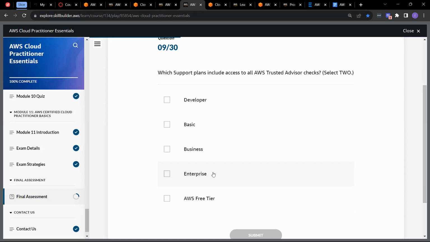Which support plans include access to all AWS Trusted Advisor checks? This question, enterprise has all the benefits, or the support plans that have the majority of them. In a question like this, you just have to arrange them by the payment that they pay. Which one will be first, free tier or basic? Free tier will be first. So free tier, basic, developer, business and enterprise. So you choose the last 2. So we choose business and enterprise.